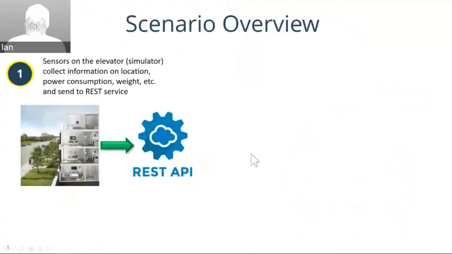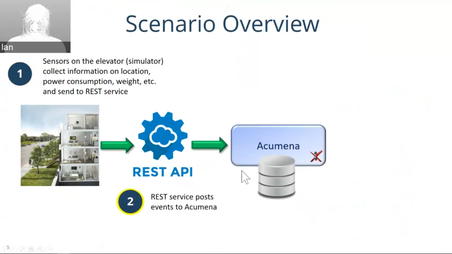The scenario then that we're going to show you has some sensors on the simulator. It collects information on location, power consumption, and so on, we talked about earlier, and sends that to a REST API. That's just a gateway, if you like, into the IoT framework that can accept any sorts of events. So a REST API could receive events about position or weight of occupants or whatever. It'll receive all those different types of events through the same API. And then it sends that into the Acumina framework, which is a cross-fail component built on the Red Hat products that we'll talk about later.